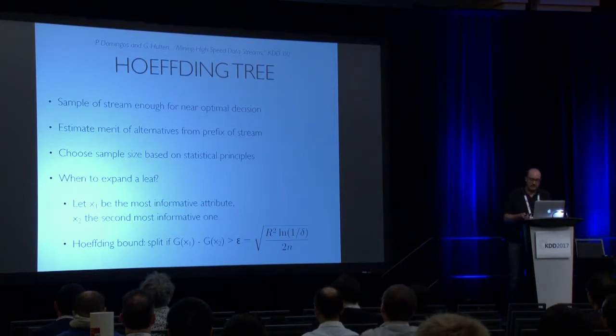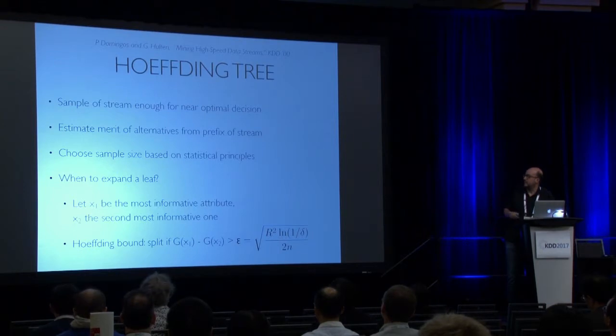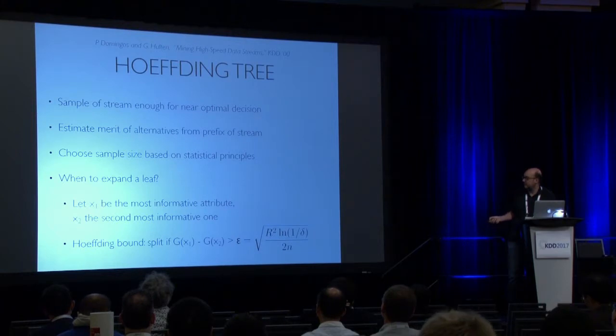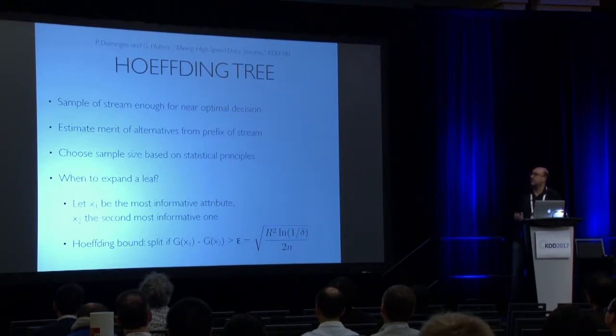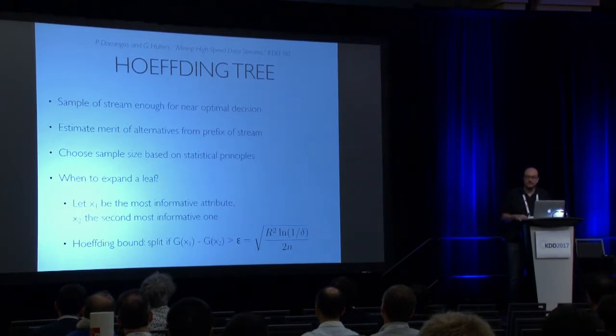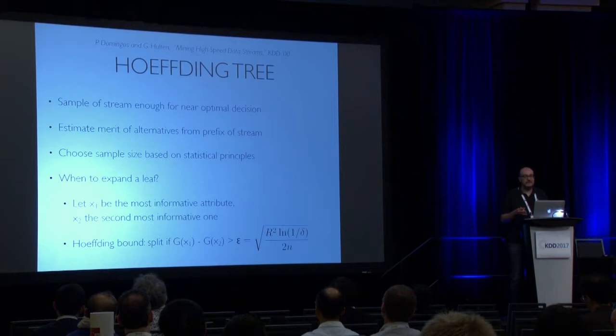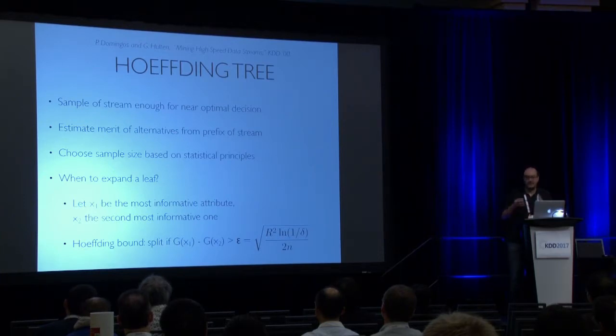When we want to decide if we split, we look at the difference of the information gain of the two best attributes, and we check whether it's higher than a threshold that has been computed using the Hoeffding bound. Doing this, we have guarantees that the tree we are growing is going to be similar to the one in the batch setting. One of the nice things of the Hoeffding tree is that we have theoretical guarantees that if we have enough data, we are going to have a tree similar to the one used in the batch setting.